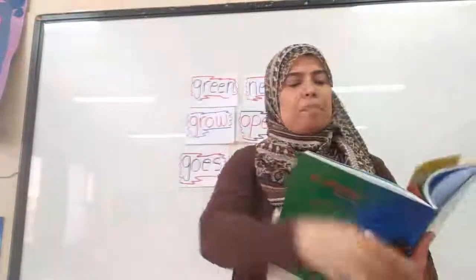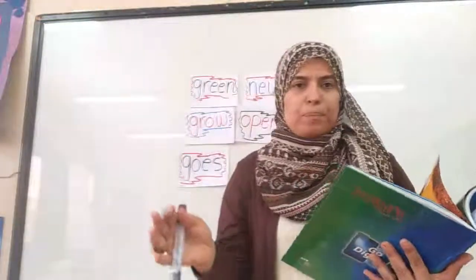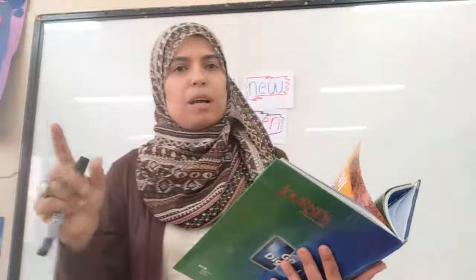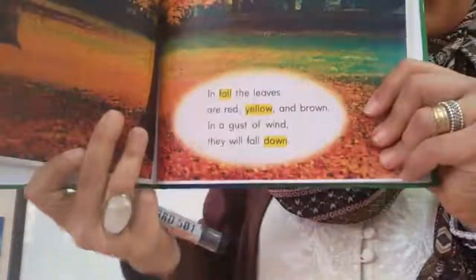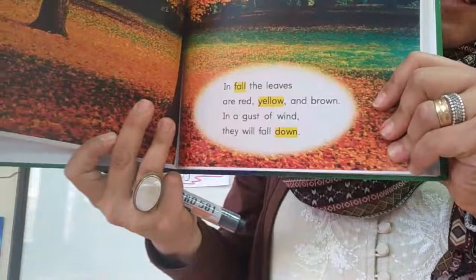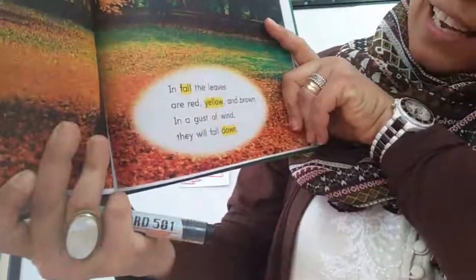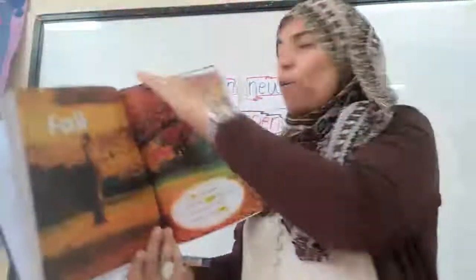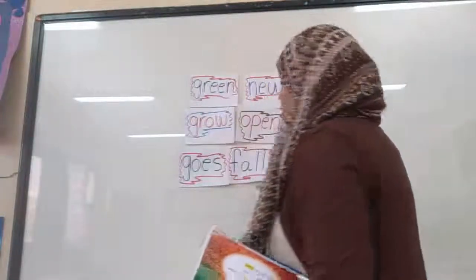When I say I fall, it means I fell on the floor. The bags fall, but I have another meaning as a noun. Fall is the autumn time, the time after the summer. So, he is telling me here, in fall, the leaves are red, yellow, and brown. In a gust of wind, they will fall down. Fall means in autumn, or the time when summer is finished, fall comes.